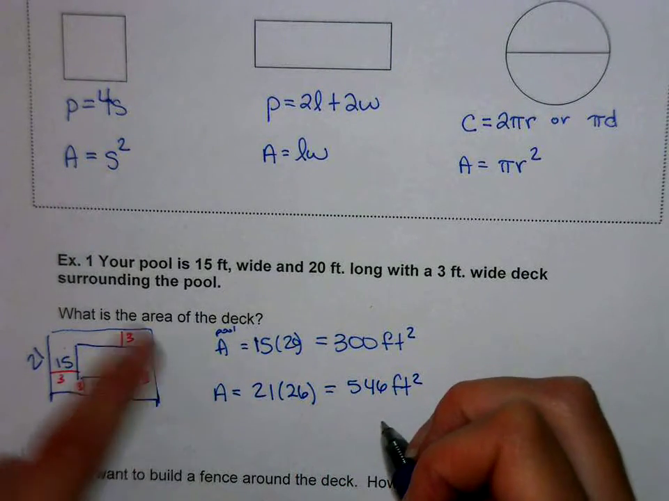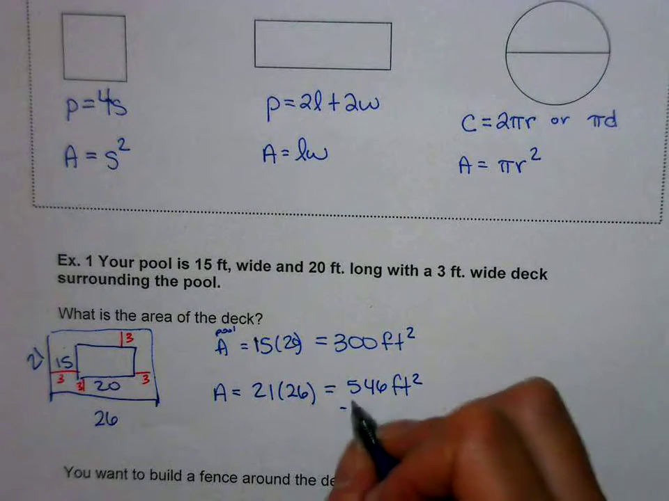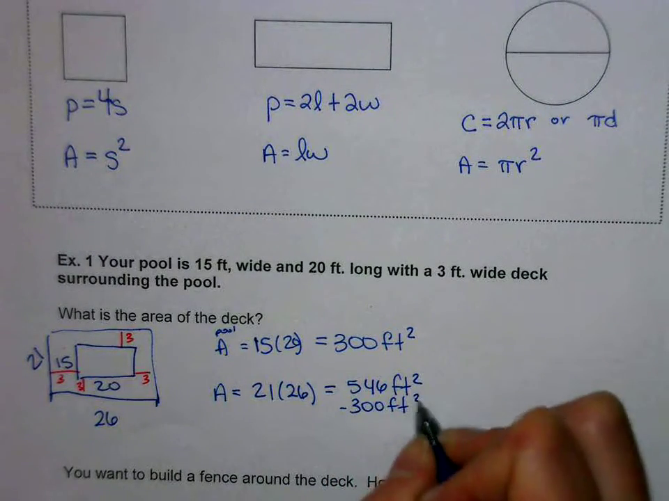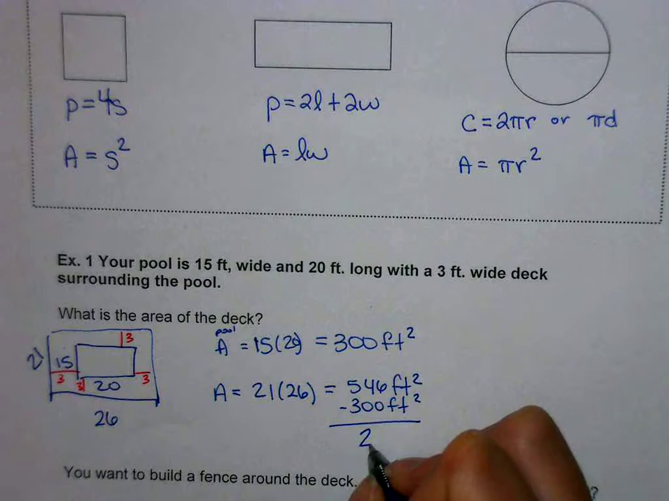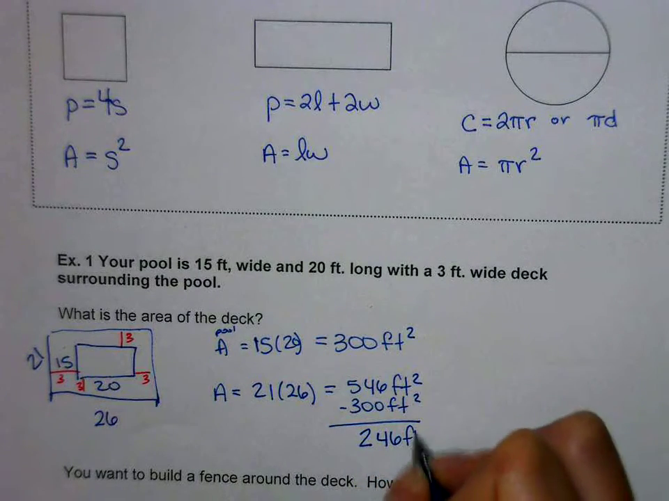So if we just want to know the area of the deck, we need to subtract what the pool is, because we don't want the pool. So we have 246 feet squared of deck.